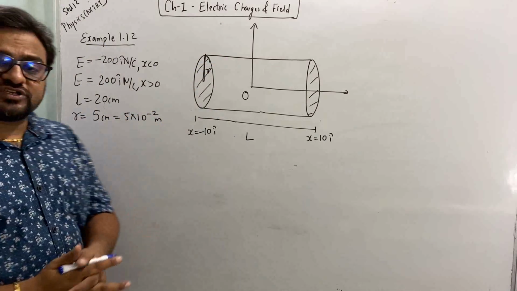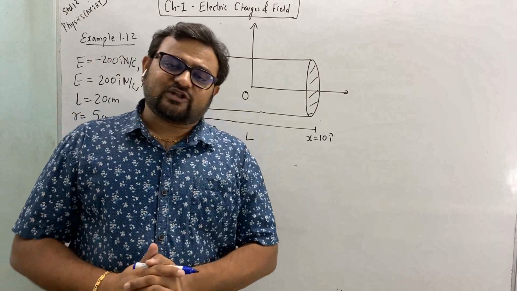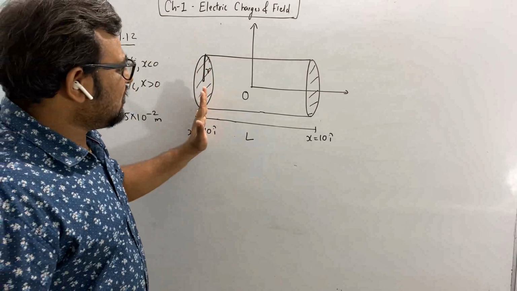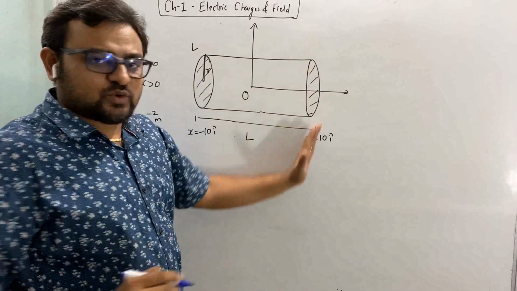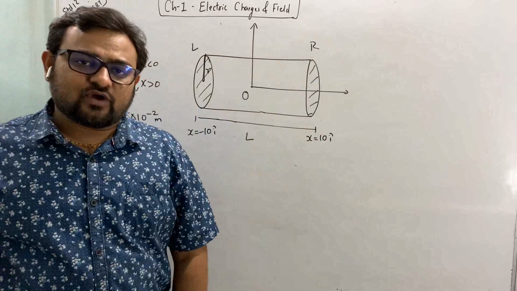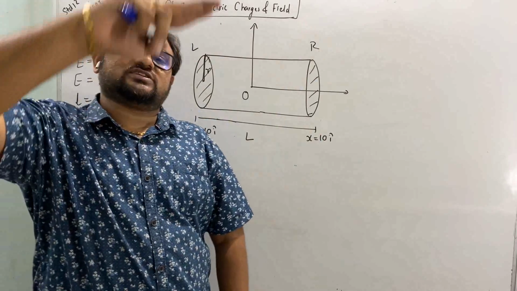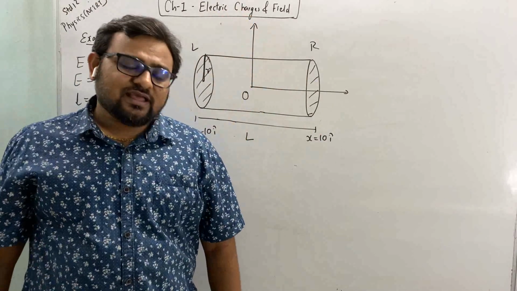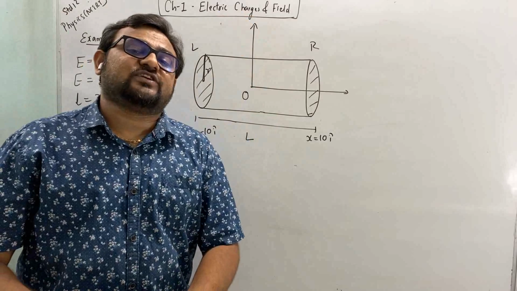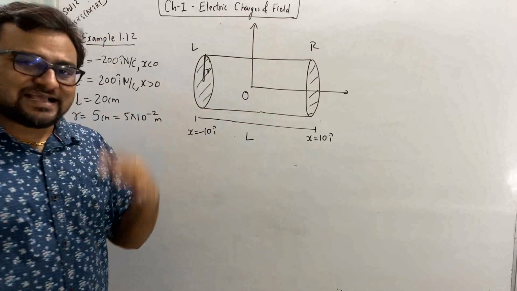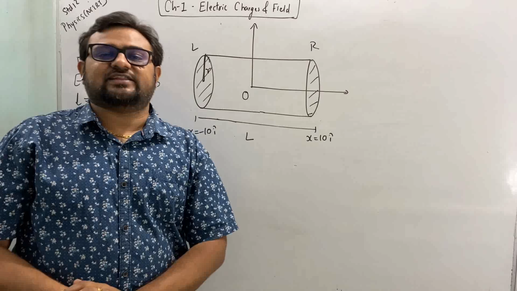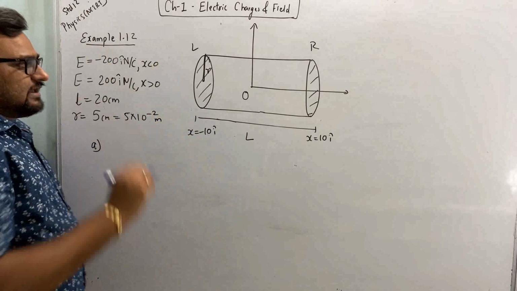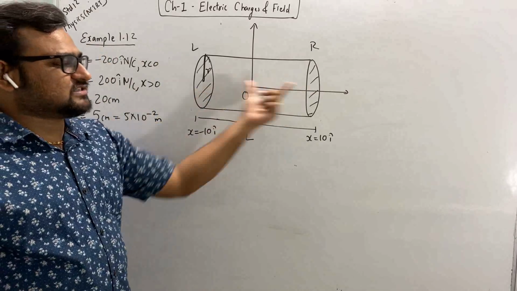Now there are four questions given. First question, you have to find out the electric flux passing through each flat surface, meaning this one on the left side and this one on the right side. The second one, the electric flux through the sides. The third one, the total outward flux of the cylinder. And the last one, the charge enclosed inside this cylinder. So first let's start with A, that is the flux through the flat surfaces.